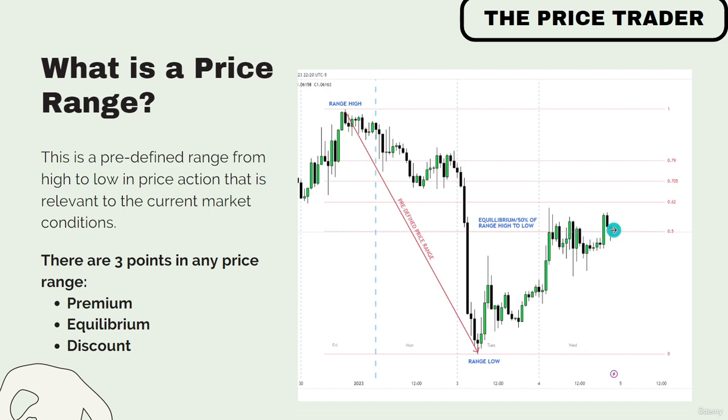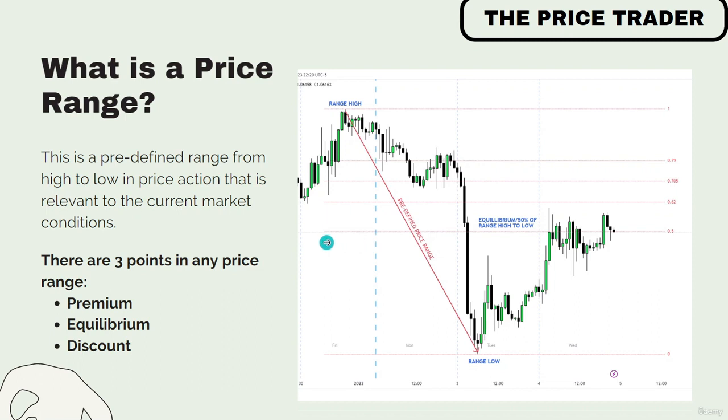Then we have the 50%, the 62%, 70.5% and 79%. Those are the levels we'll be focusing on. The 50% is the equilibrium of the range, and that's a very important level in price action.